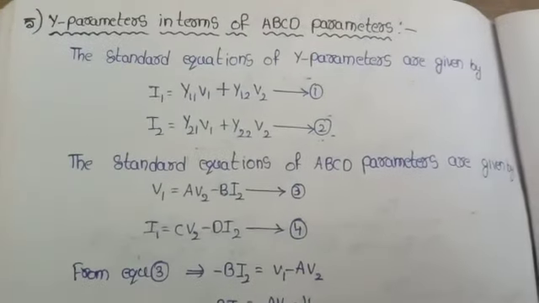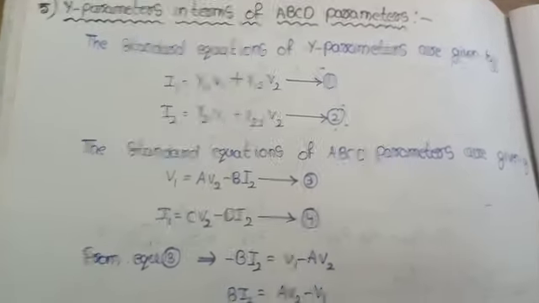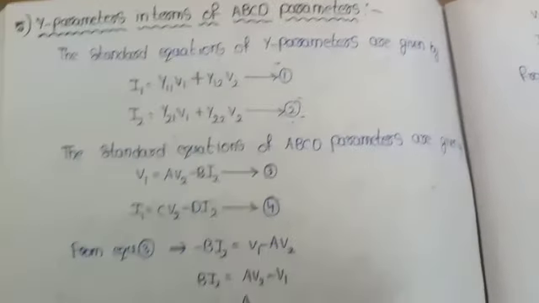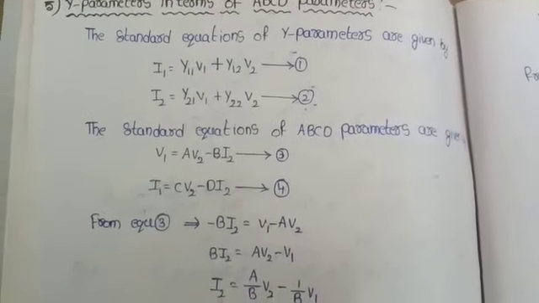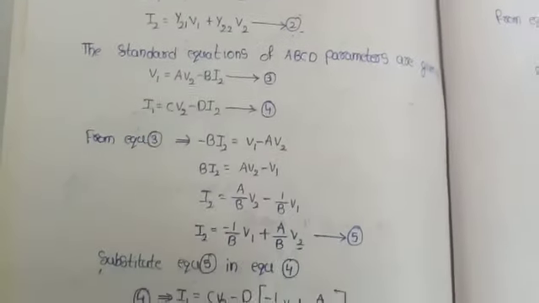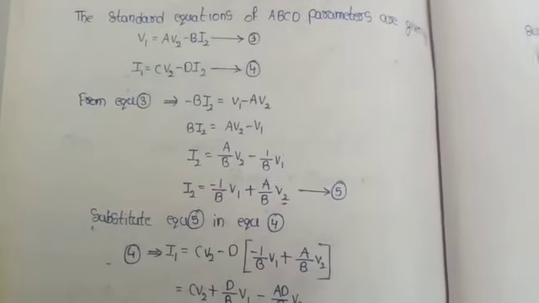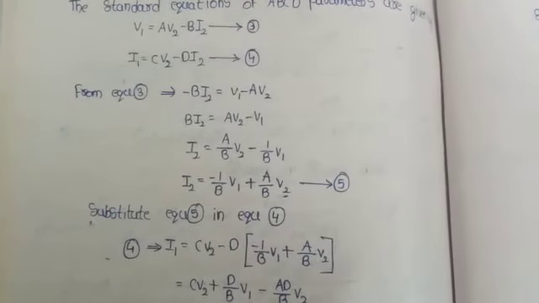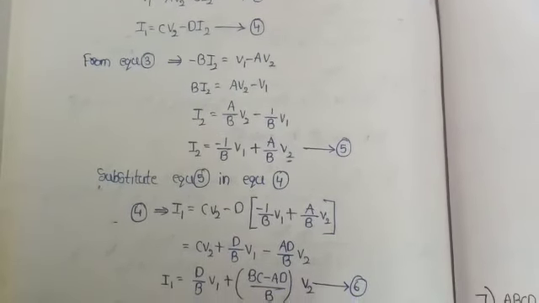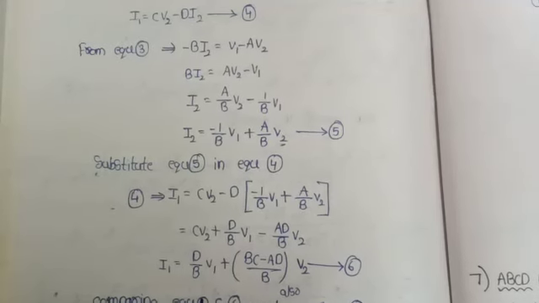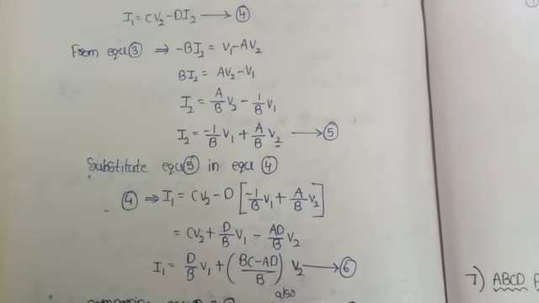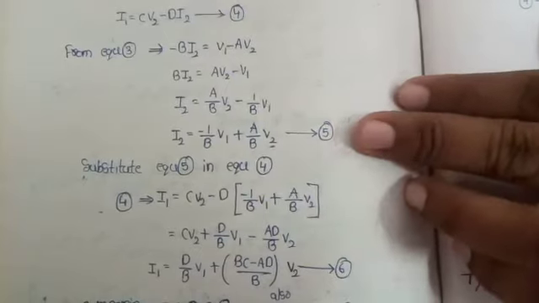Another relation is y parameters in terms of ABCD parameters. As usual, the y parameters are I1 equal to y11 v1 plus y12 v2, I2 equal to y21 v1 plus y22 v2, and the standard ABCD parameters is v1 equal to AV2 minus BI2, I1 equal to CV2 minus DI2. In similar manner, from equation 3, BI2 is equal to AV2 minus v1, and I2 equal to A by B v2 minus 1 by B v1. So that is termed as equation 5.